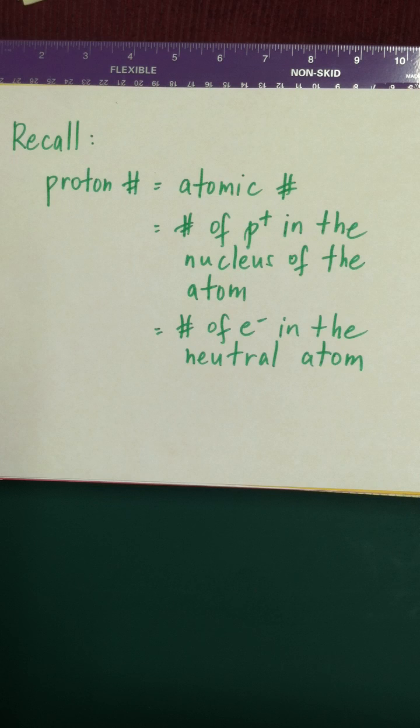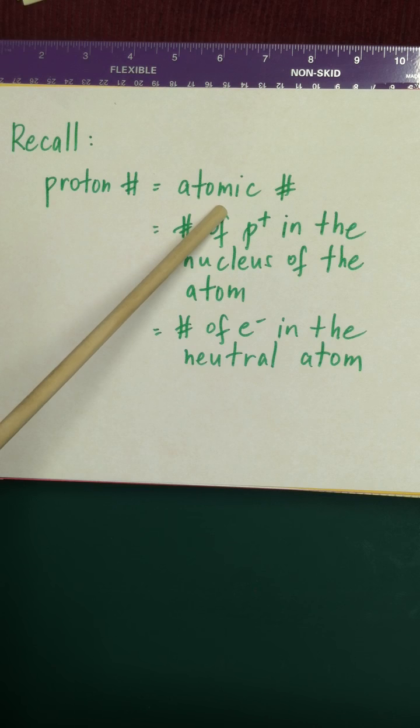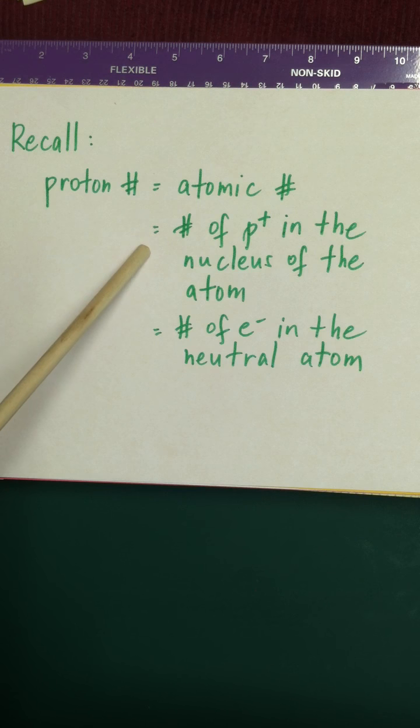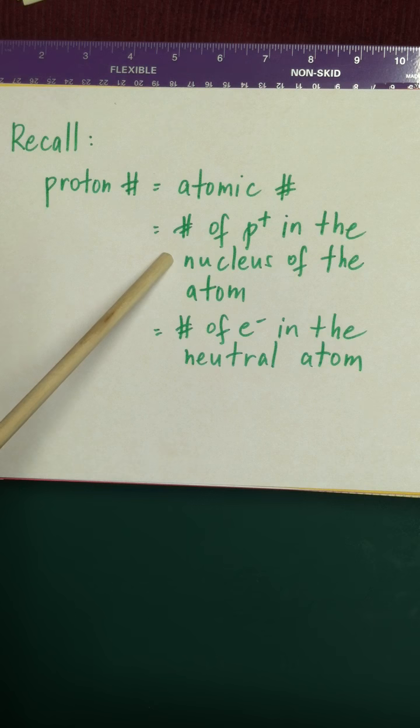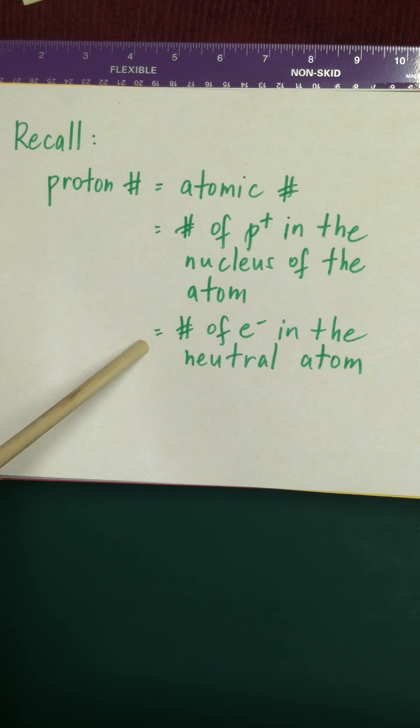Let us also recall our definition of proton number, which is the same as the atomic number, and it is equal to the number of protons in the nucleus of an atom. It is also equal to the number of electrons in the neutral atom.